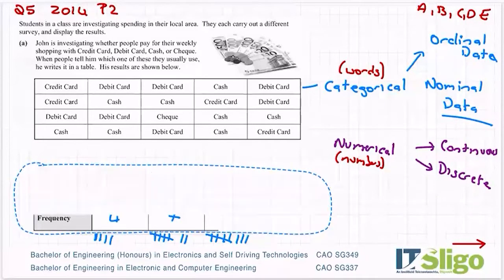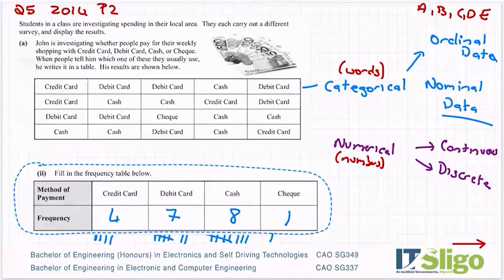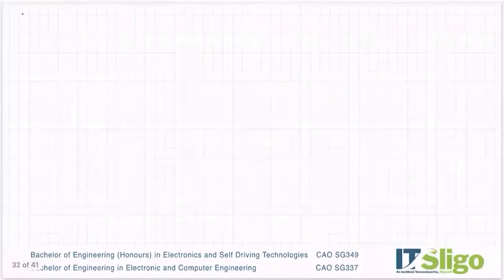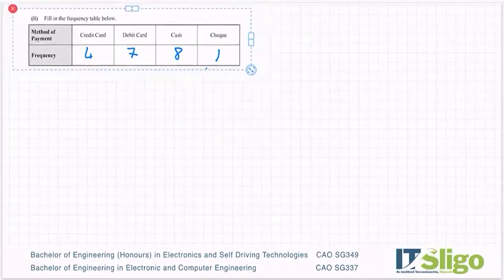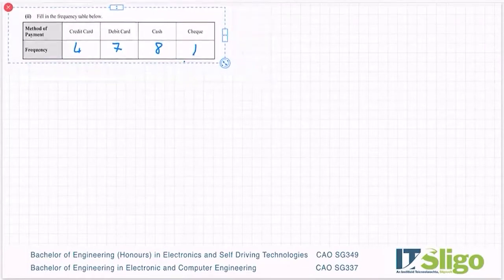I'm just going to copy this table here. I'm just going to paste it here for us. Okay, so that's our data that we're going to use to create our pie chart. So remember what a pie chart is. I'm going to draw a circle.